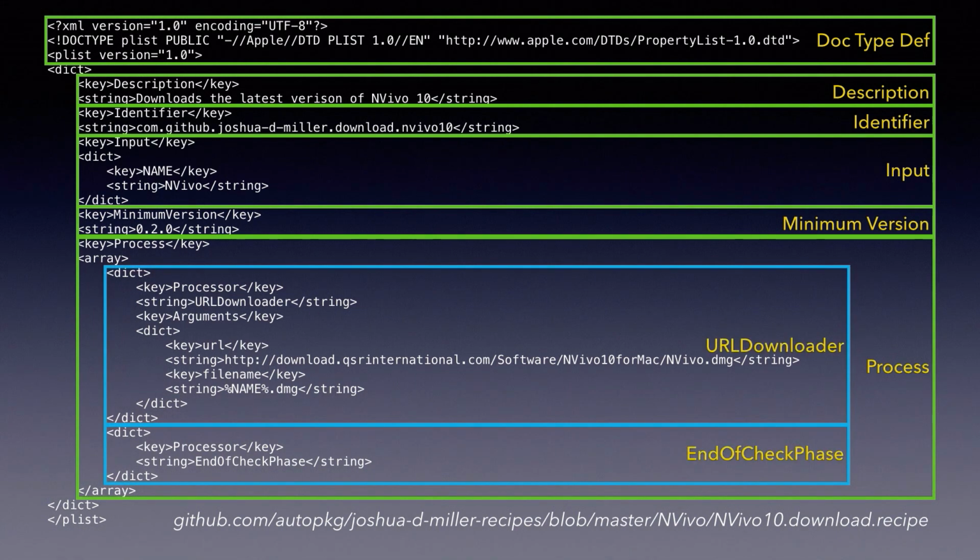And then the section where it says process, that's the meat of it. As you can see in this one, there are two processors: URL downloader, which guess what that does, and end of check phase. End of check phase is when at the command line you go AutoPkg run and you give the check only option. It will actually stop there, and at the command line it'll report rather than actually download. So it's good practice, once you're finished downloading, to add an end of check phase step to your recipe so that someone who's using the check functionality doesn't have to do any of the other steps. We're just checking to see if it was updated.